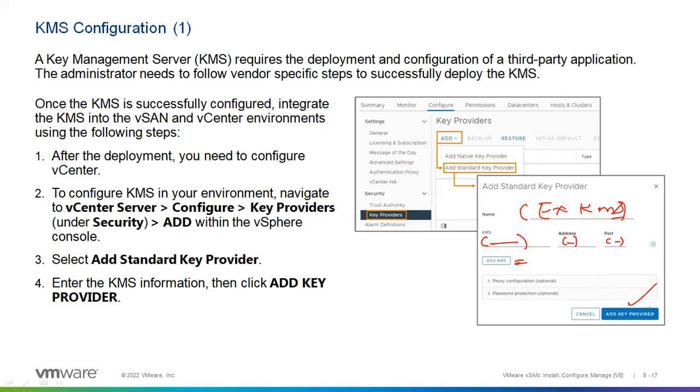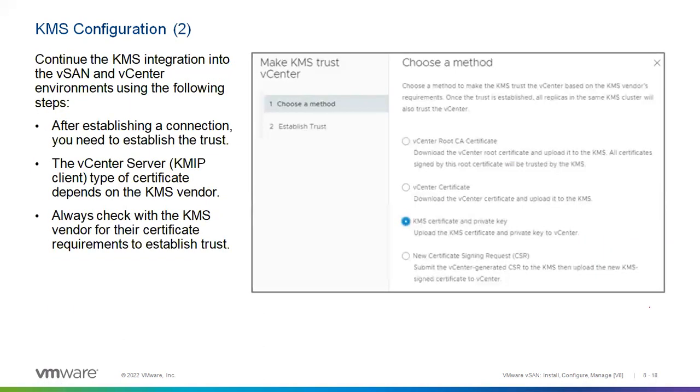Multiple KMS provider solutions are available in the market. This is the way the integration is done. Choose a method, for example KMS certificate and private key. After establishing a connection, you need to establish trust between your vCenter server and your KMS provider. It could be through a certificate and private key, or the vCenter certificate, or the vCenter root CA certificate.